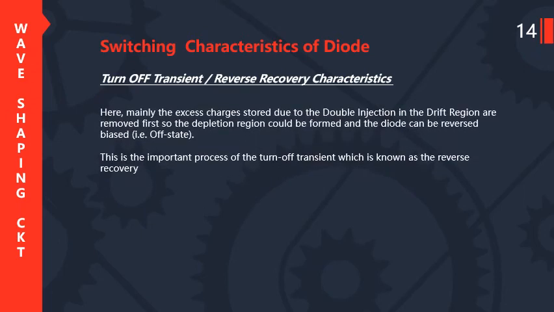Here mainly the excess charge stored due to the double injection in the drift regions is removed first, so the depletion region can be formed and the diode can be reverse biased, that is the off state. This is the important process of the turn off transition, which is known as the reverse recovery.